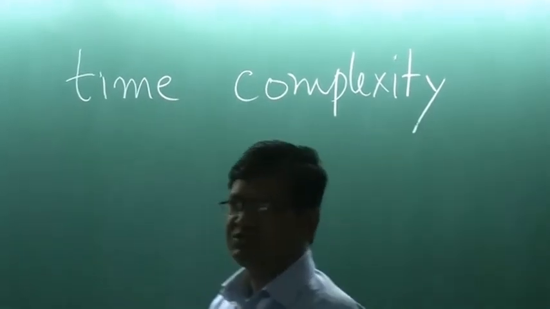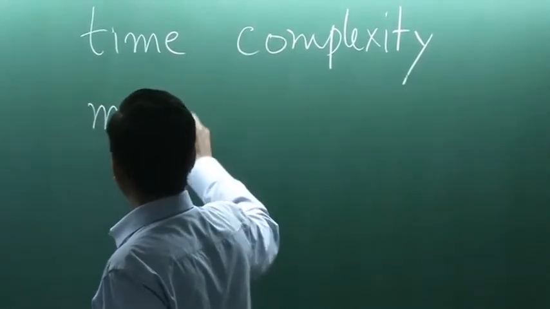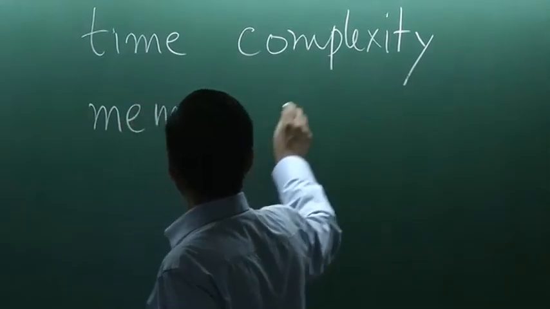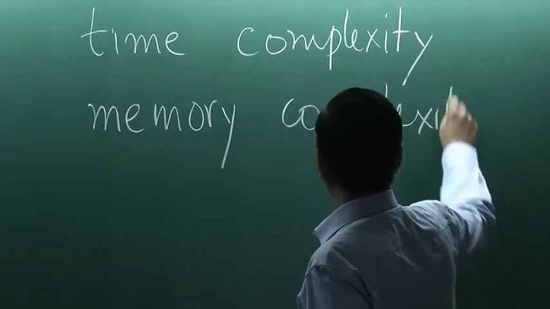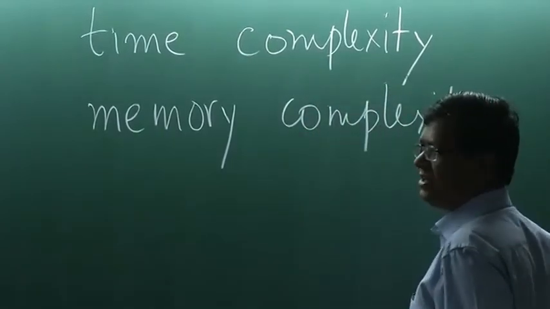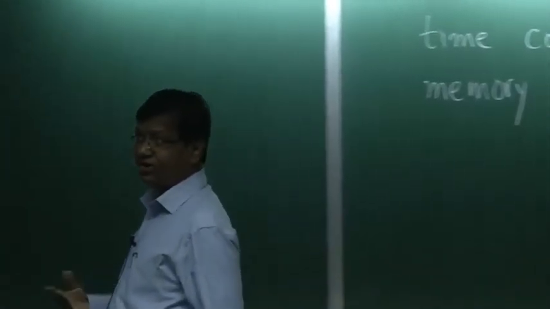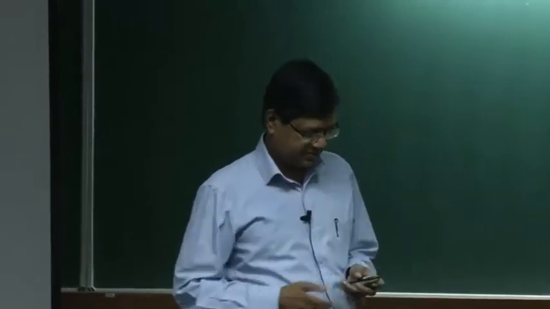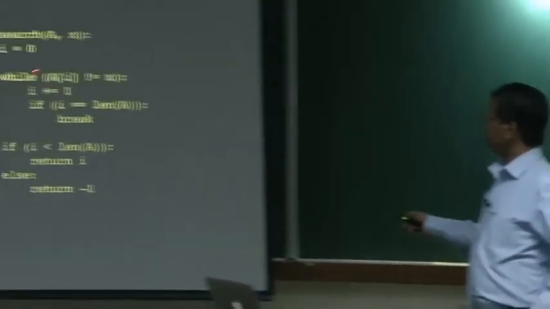So a number of operations, and second is called memory complexity. How much memory does it take? So for this problem, you take order n. Okay, so array size is the memory required. So if you look at the code, it is very easy.